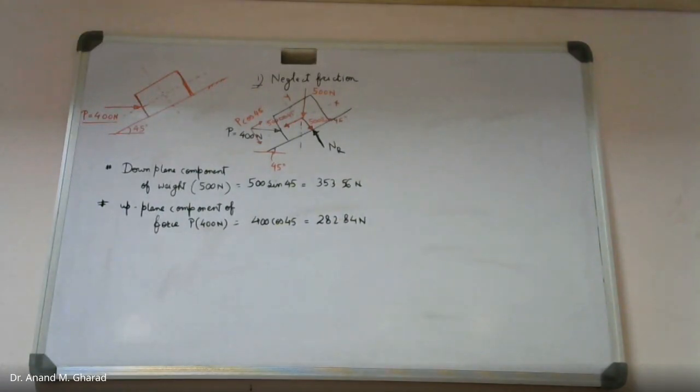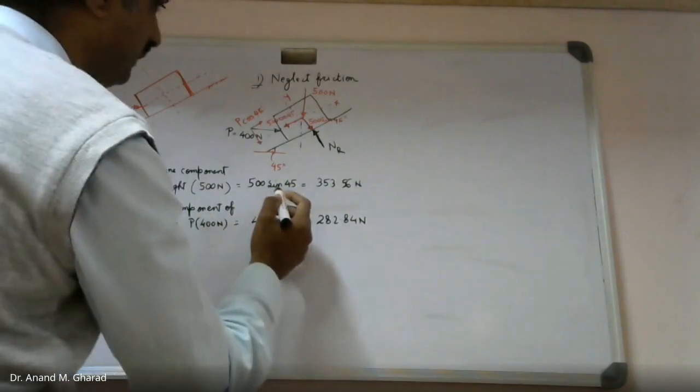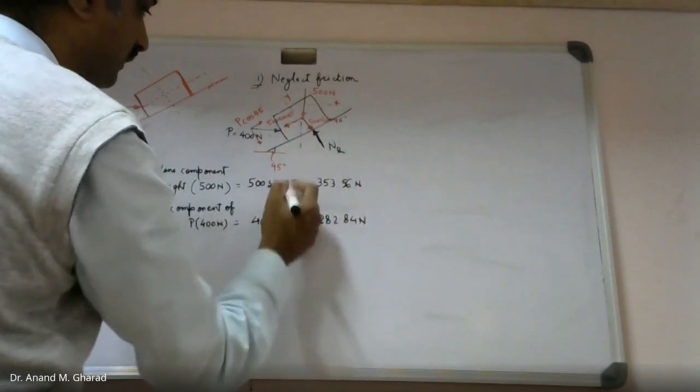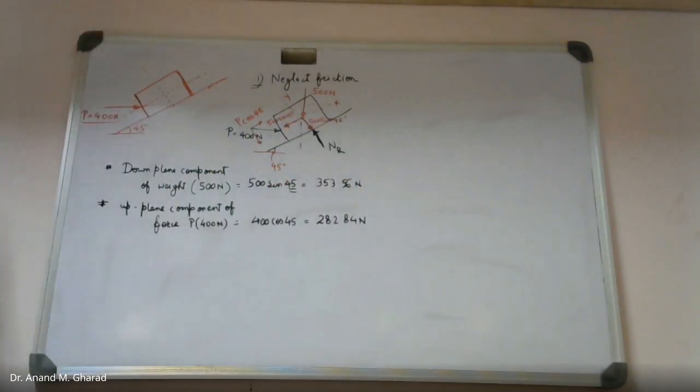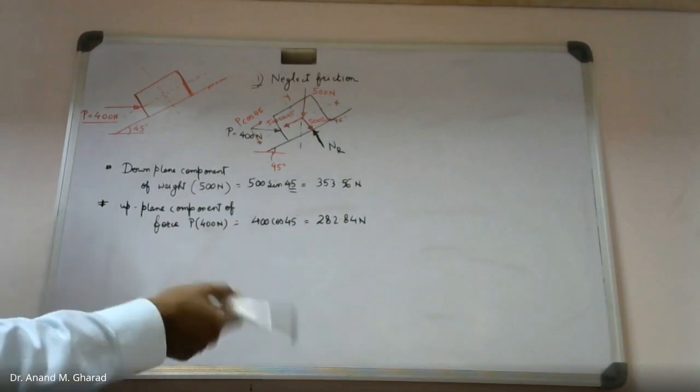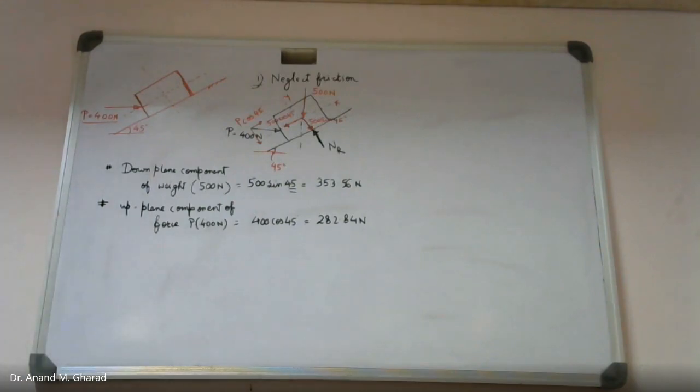Sir, the vertical component of 500 should be 500 cos 45. Whatever you take, 45 being 45 degrees, the sine component and cos component will both be the same. Don't you feel so? Yes. So fine. From these two values, what do you observe? What will be the tendency of the block, whether it will move in the upward direction or downward direction of the plane?